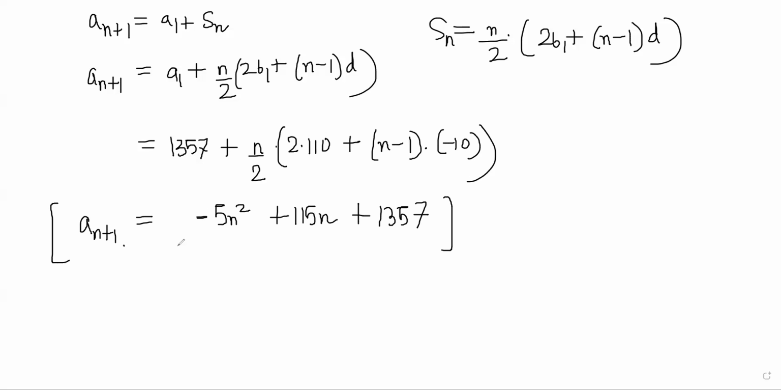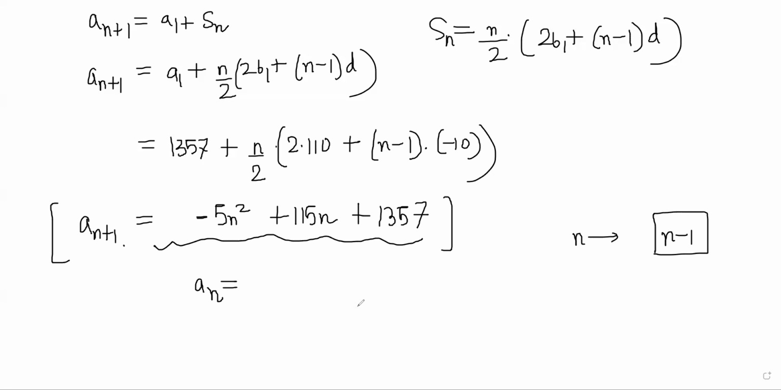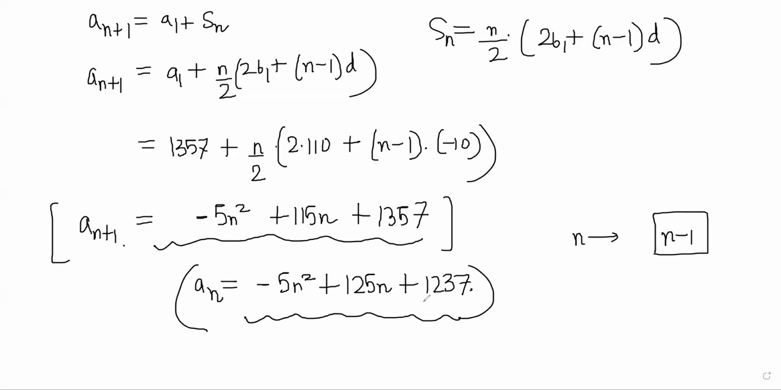And once we have An plus 1, we can find An by replacing n everywhere with n minus 1. And when you do that, you will realize that it is minus 5n squared plus 125n plus 1237. That becomes your quadratic term, which denotes the general term of the An sequence.